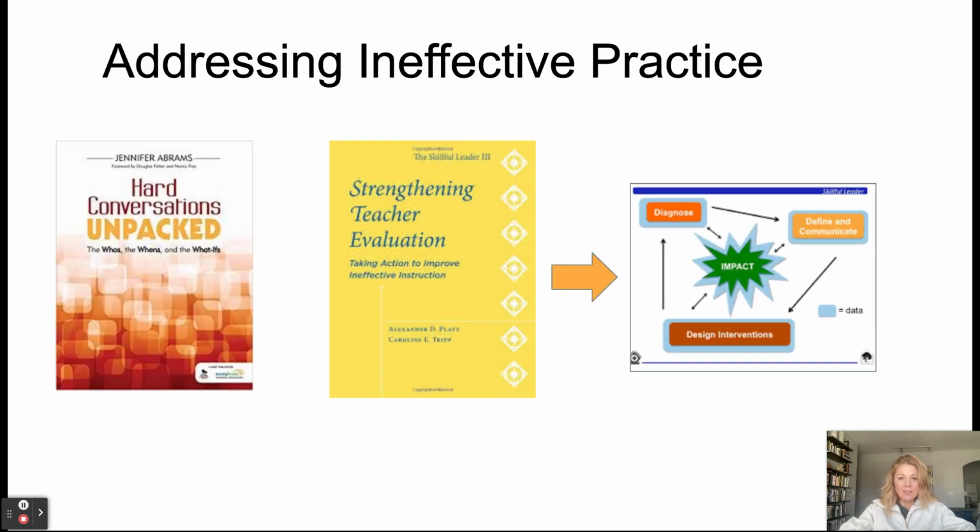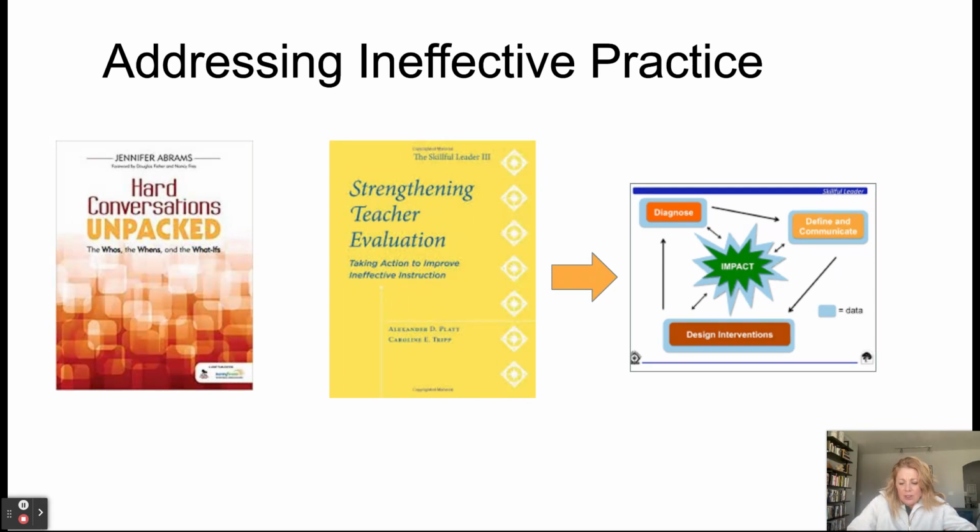So the background and research, I am going to give you an overview through slide decks. The slide decks this week are not annotated, so you will need to read through those. But I am not going to have you read the complete text for this course. There are 2 main texts that I'm pulling information from to frame our learning for the week. The first is Hard Conversations Unpacked by Jennifer Abrams.